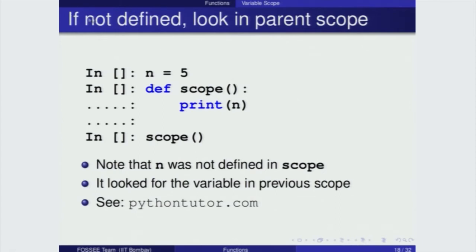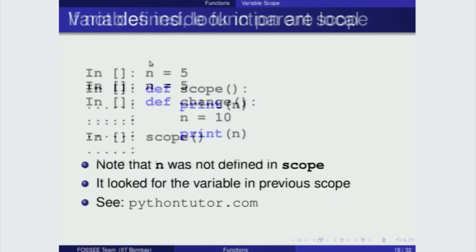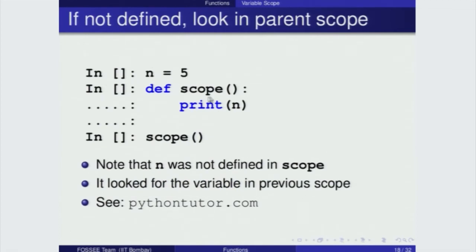So essentially if the variable is not defined in the function, it looks in the parent scope. A scope basically defines the region in which your variables are defined and are available. So in this case the scope here for this n is inside this function. On the other hand, the scope of this n is the entire session in this case. So here when you print n, inside the function scope n is not available, so Python says, oh, I don't find it here, it goes to the parent scope and says, ah, n is available, and prints the value. Note that n was not defined inside the function scope, and it looked for the variable in the previous scope, which is here.